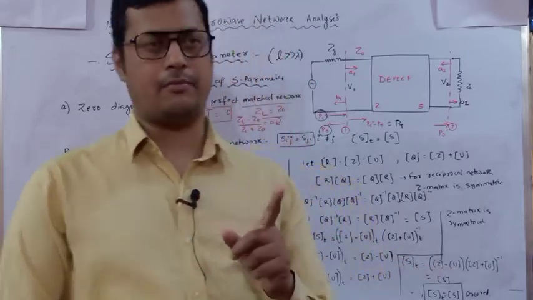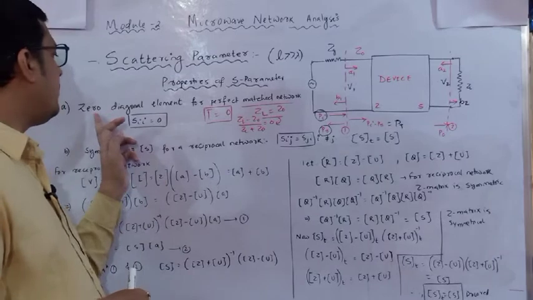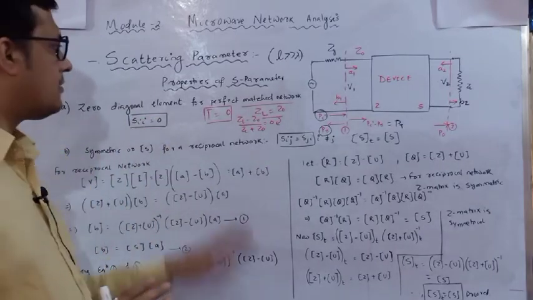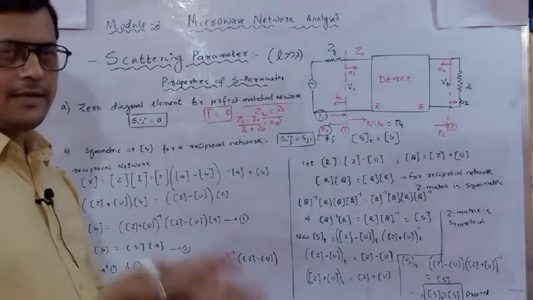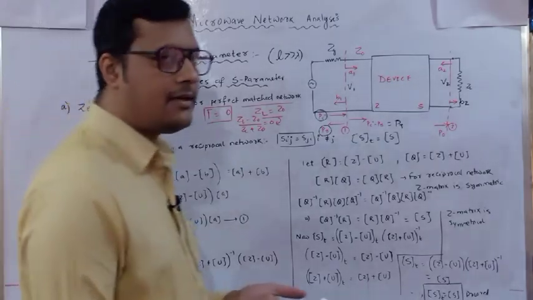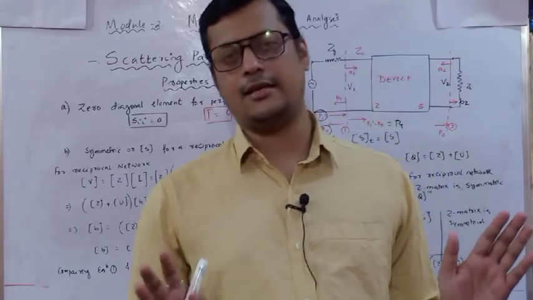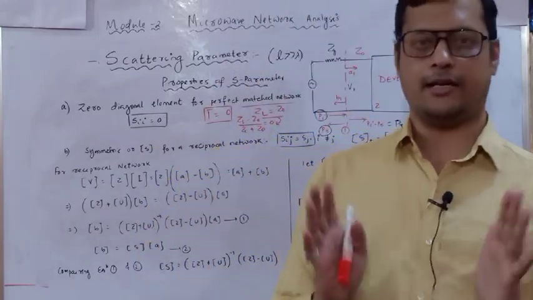That is the first property: zero diagonal elements for the matched network. The reflection coefficient is 0 for the matched network, so the diagonal elements are the reflection coefficients. All diagonal elements being 0 means it is called a perfectly matched network.